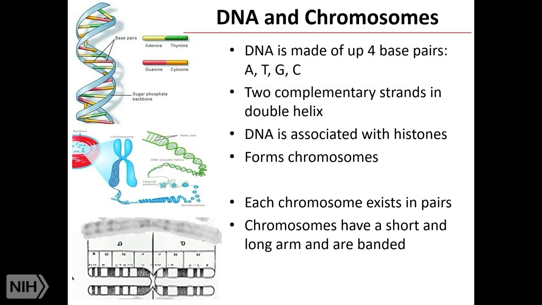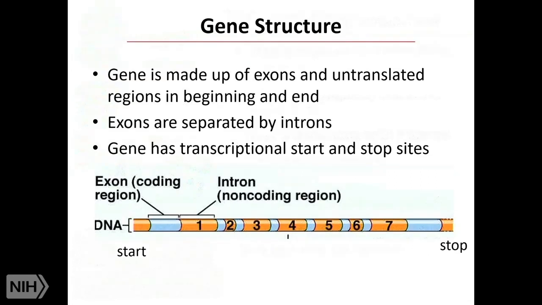We all know DNA is made up of 4 bases, ATGC. We know there are 2 complementary strands. We know that DNA then gets associated with histones and gets wrapped around, and that's what actually forms the chromosomes. We also know these chromosomes in general exist in pairs, and there are short and long arms. That's sort of basic DNA and chromosomes. That's where we are with that.